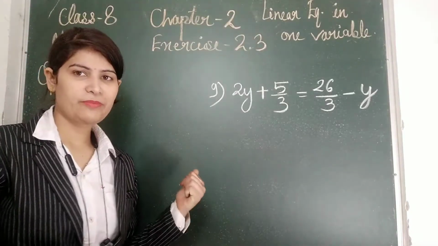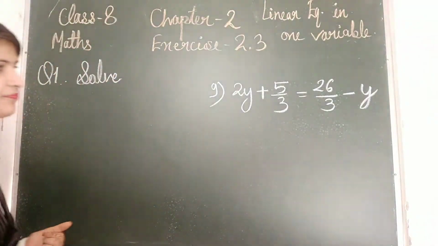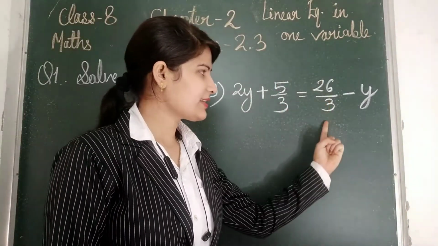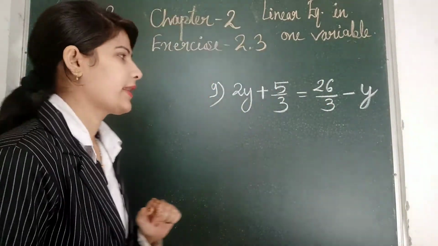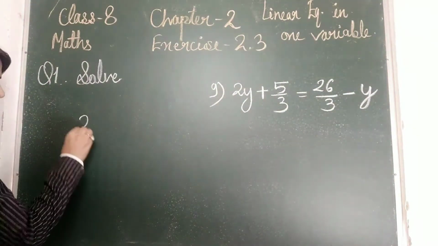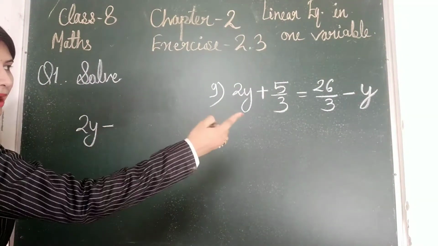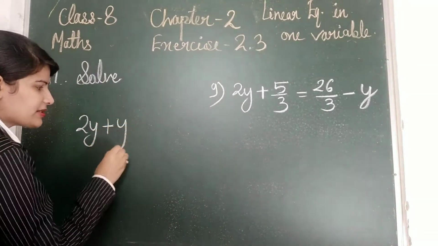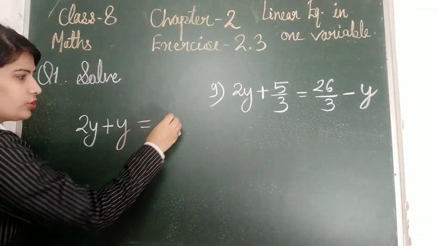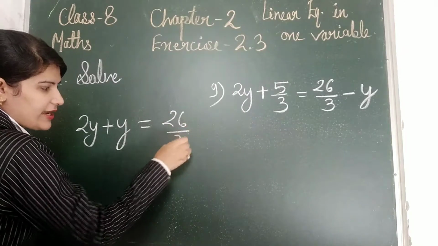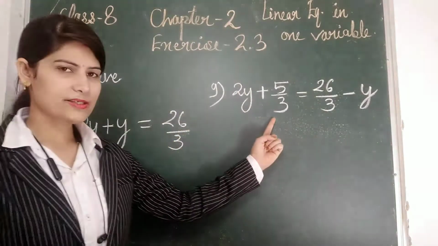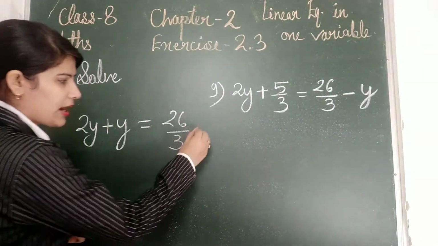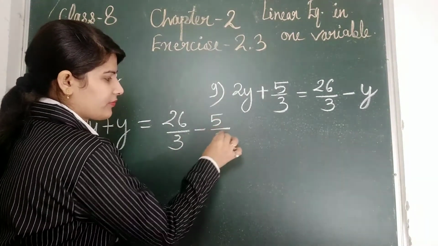Now look at question number 9. What is question 9? Here, (2y + 5)/3 = 26/3 - y. So first, transfer the variable: minus y will transfer to the right-hand side, and it will change into plus y, equal to 26/3 as it is. Now plus 5/3 will transfer to that side, it will become minus 5/3.